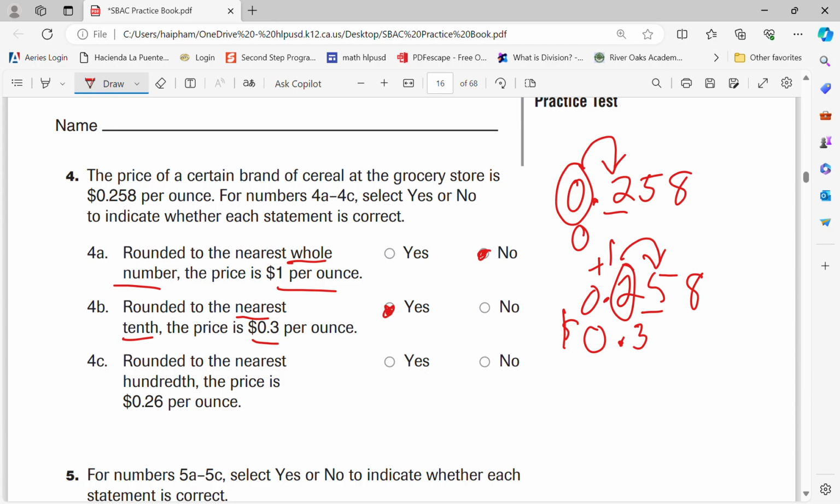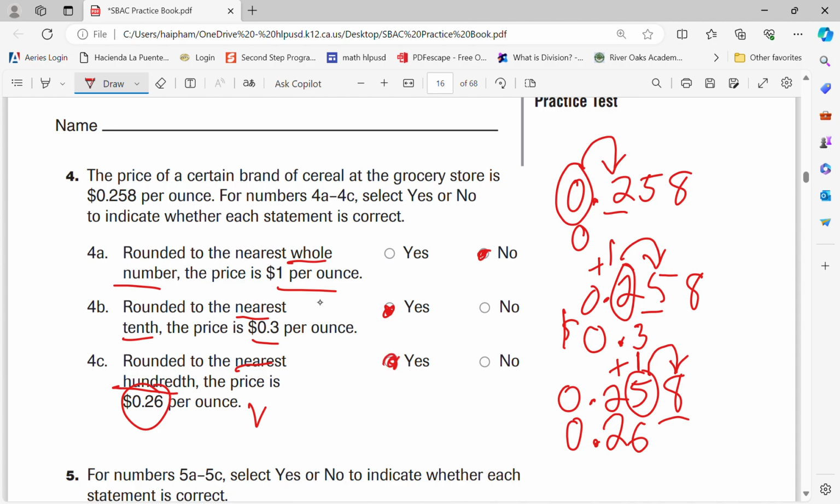And the last one we have, rounded to the nearest hundredth. The price is going to be 0.26 or 26 cents. So let's go ahead and write 0.258 again. And this time we need to circle the hundredths place, which is a 5. Underline the neighbor. The 8 is going to be a bully. 5 or more, add 1 more. Remember that what we have here is going to be 0.26, which matches the last statement. So this will be a yes.